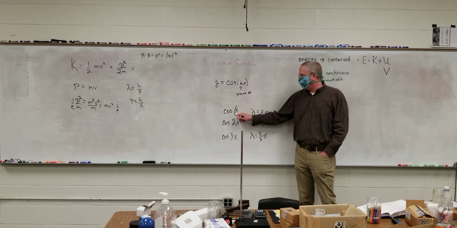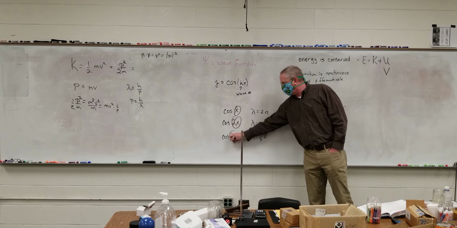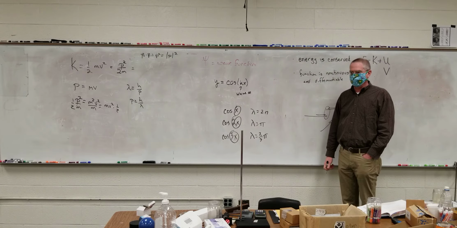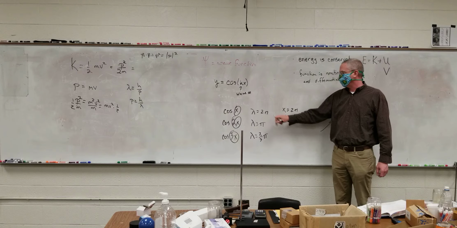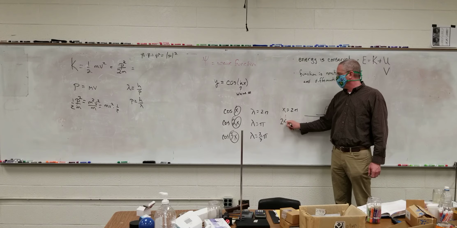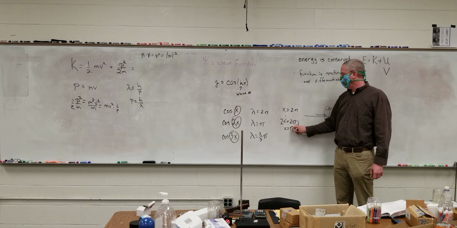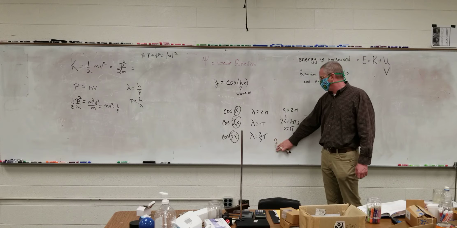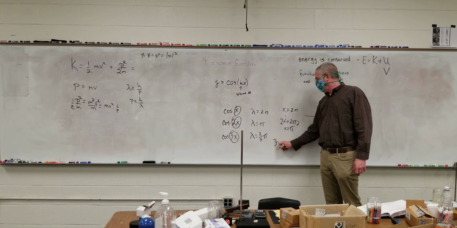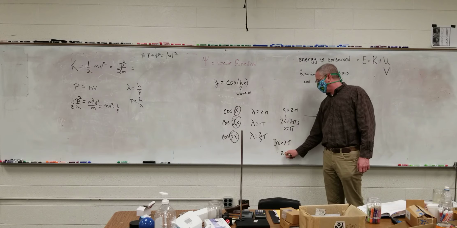Basically, it repeats itself when this gets to 2 pi. You start at 0, and when whatever's here is equal to 2 pi, that's when it starts to repeat itself. So in the first case, when x is equal to 2 pi, that's the wavelength. Here, when 2x equals 2 pi, in other words, when x equals pi, that's the wavelength. When 3x equals 2 pi, solve for x, x is equal to 2/3 pi.